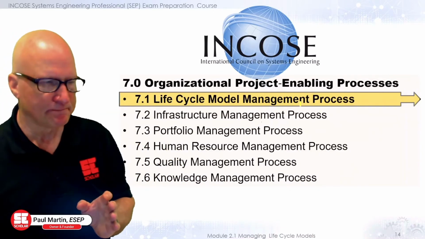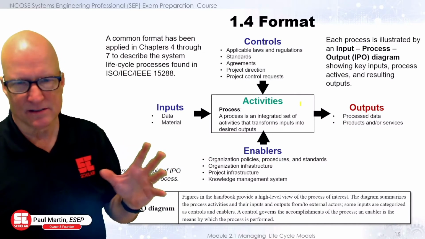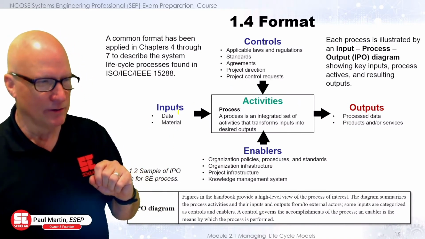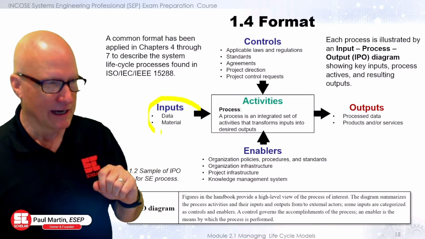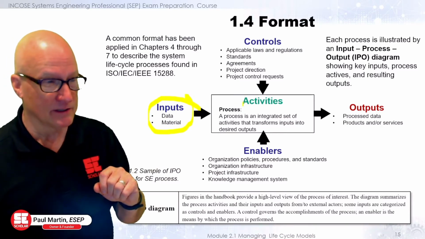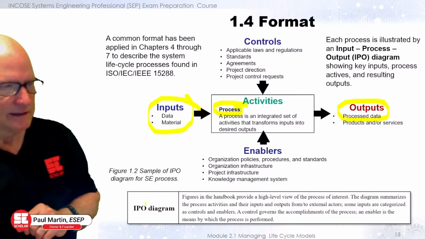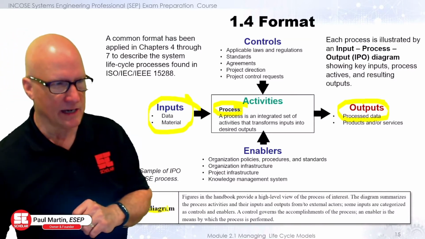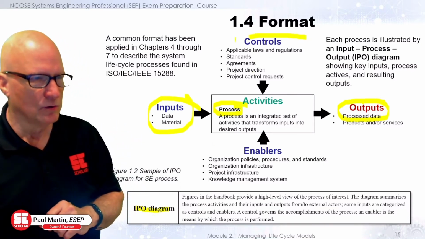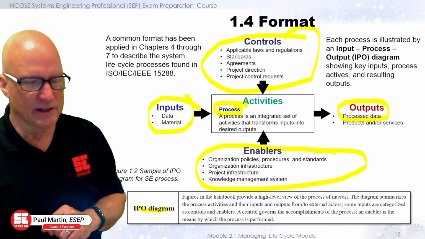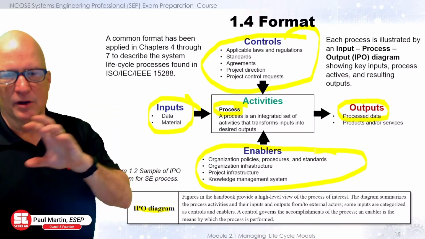Now, all these processes, just to remind you, I'll do this every day, we have this famous IPO diagram where we're going to talk about inputs, the process, and the outputs, all right? And that's the famous IPO diagram. These controls and enablers will not be discussed because we already discussed them. But know that they're there on every process we talk about.